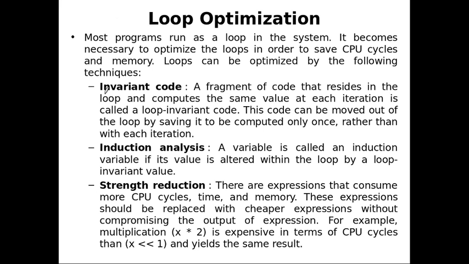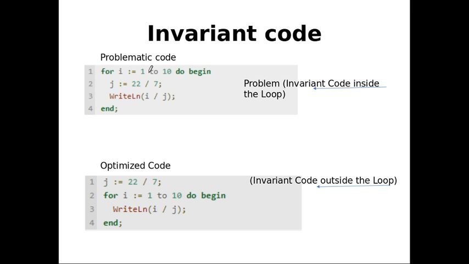Now we will see each and every optimization technique with an example. First, invariant code. Now observe, this is the actual code before optimizing. For I equal to 1 to 10, j equal to 22 by 7, write, nothing but print the value of I by j. If you clearly observe, j equal to 22 by 7 is inside the loop. When it is inside the loop, how many times are we repeating it? 10 times.